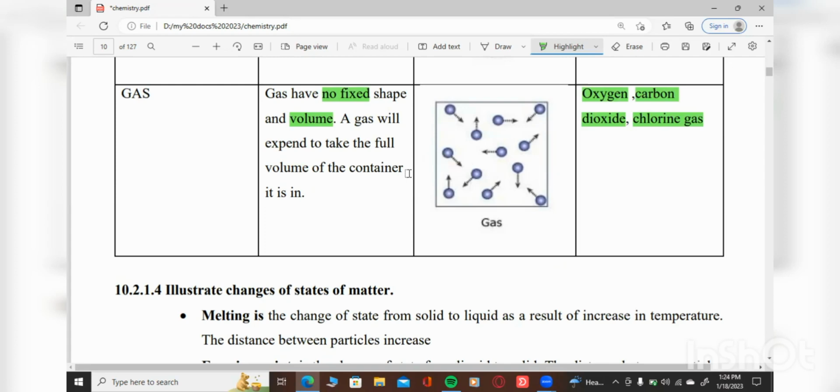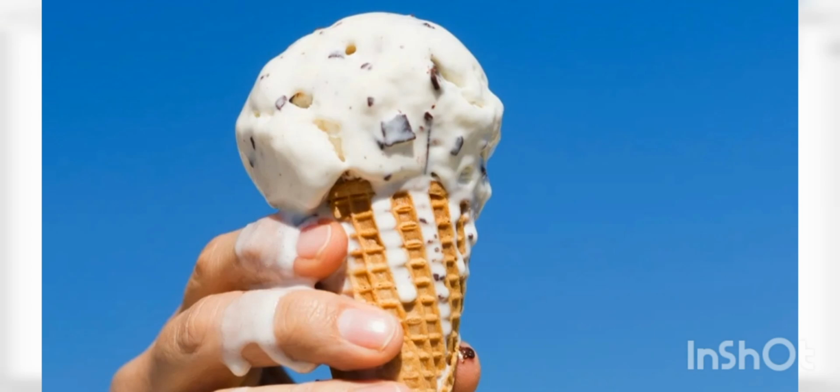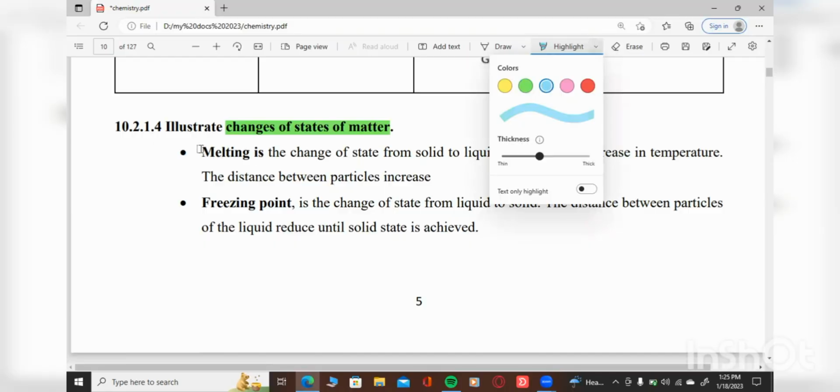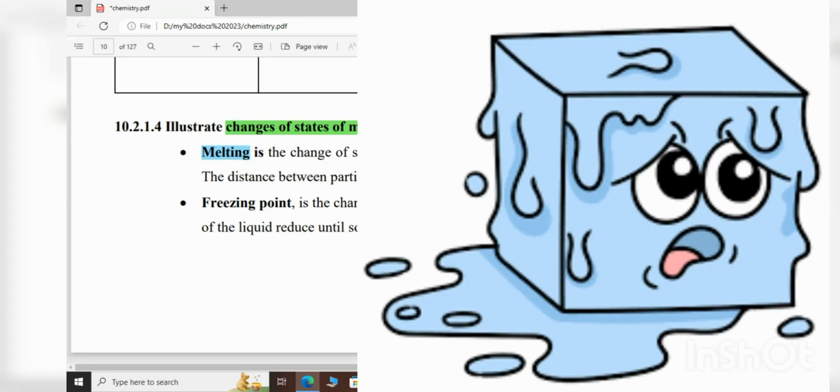Now, let's look at the changes of state of matter. Let's start with melting. Melting, kusungunuka. If something is melting, it means it was a solid, something hard, and it is melting into liquid. Chisungunuka into water.